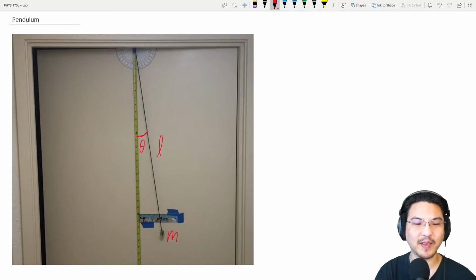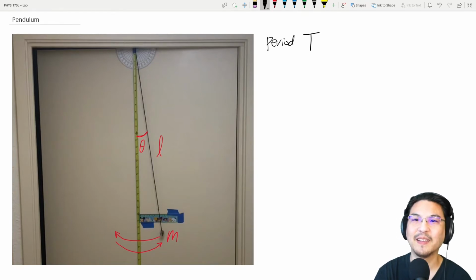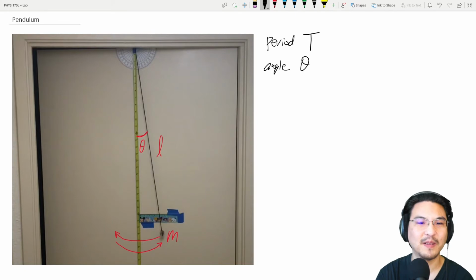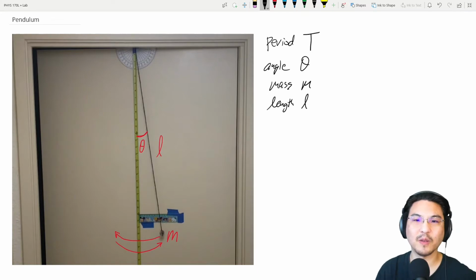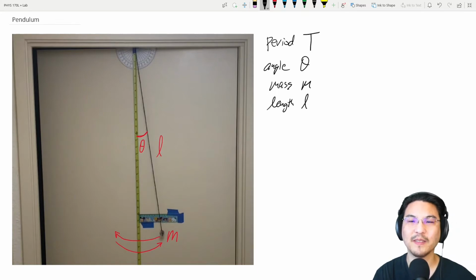And then it's going to take some period of time to swing and then come back. That period of time, we'll just call some letter T, T for time, so period T. And then again, there was some amplitude, some angle theta, mass M, length L.